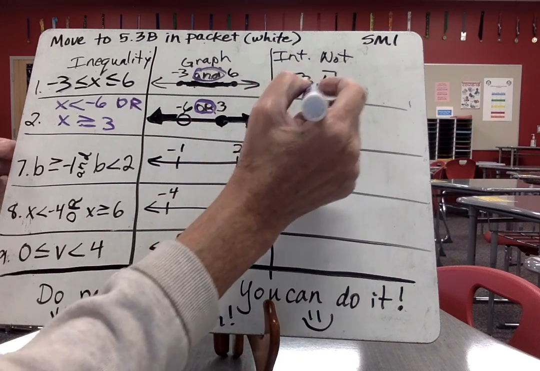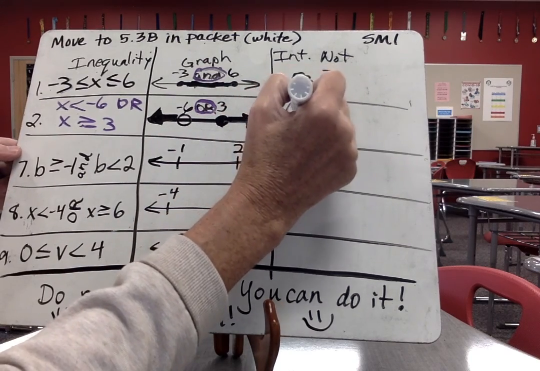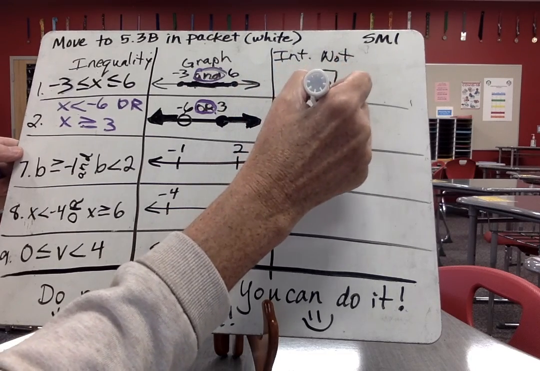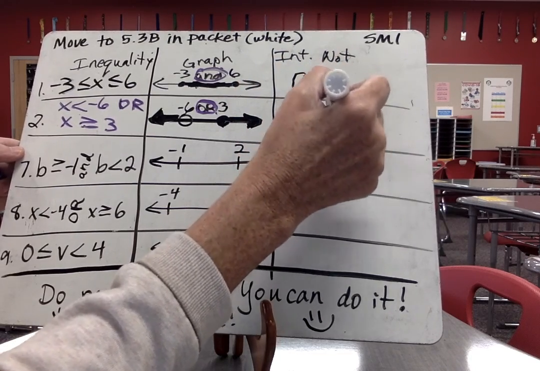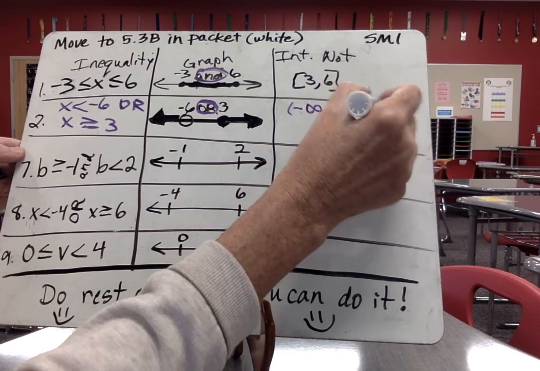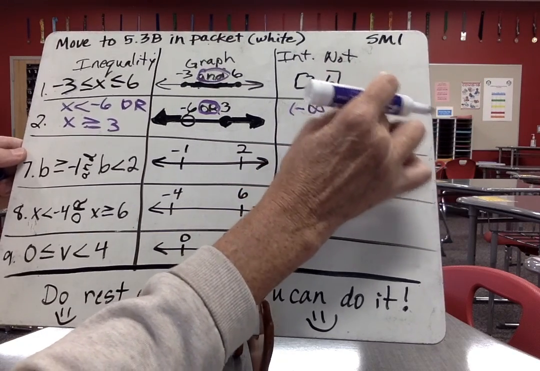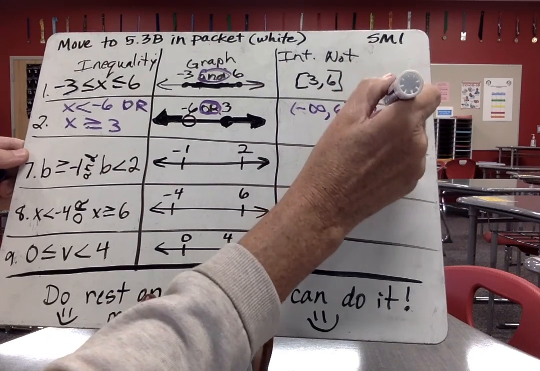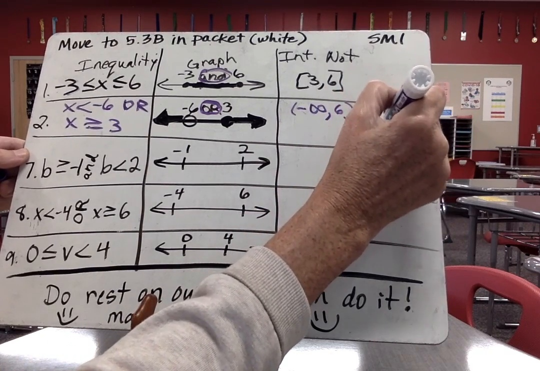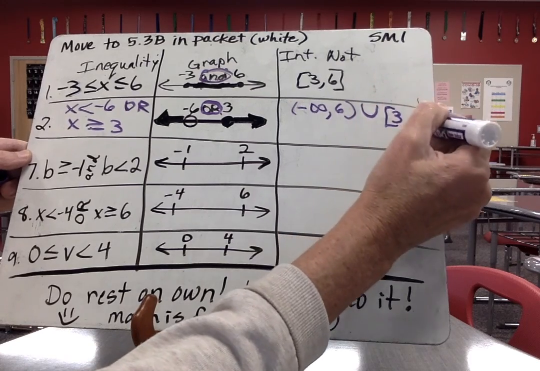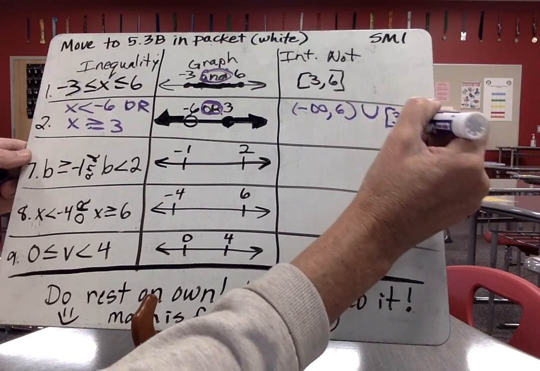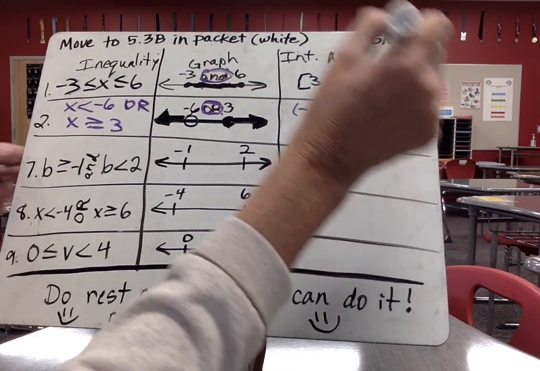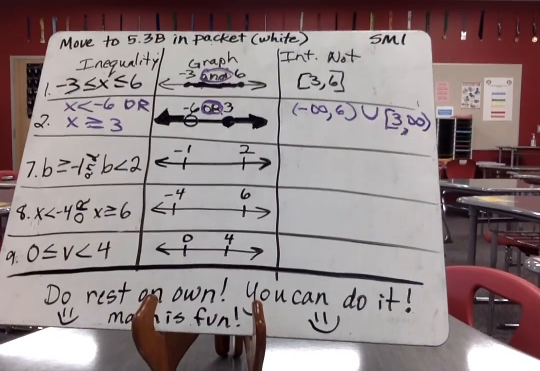For the interval notation, we're going to go from negative infinity to -6, parentheses because it's not included, or, oh, actually, no, we don't say or, it's union now. Unite that with 3. It includes 3, so it's a bracket, and then it goes to infinity. And infinities always have parentheses.